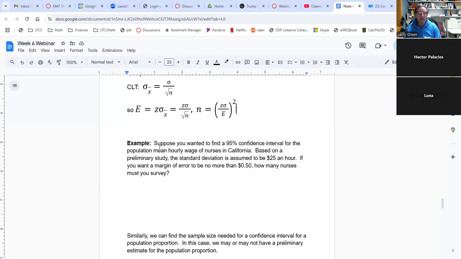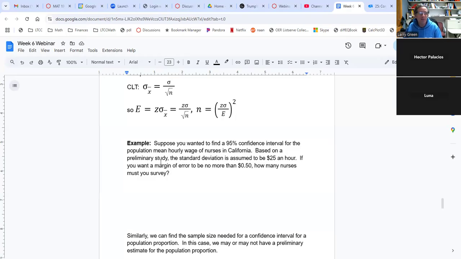Okay, so here's an example. Suppose you wanted to find a 95% confidence interval for the population mean hourly wage of nurses in California. Might be something you're interested in. Maybe you want to be a nurse and you want to say, how much money am I going to make? Well, what you need to do is survey a bunch of nurses and ask them how much money they make. You don't want to survey 20,000 nurses, that'll take too long. How many nurses do you want to survey? And this is what we're going to be doing.